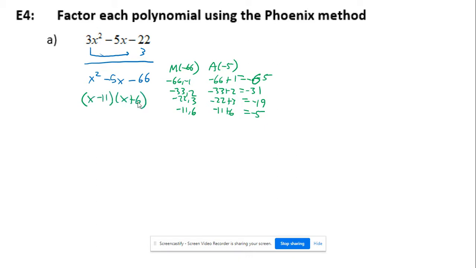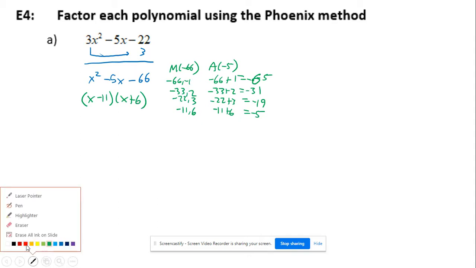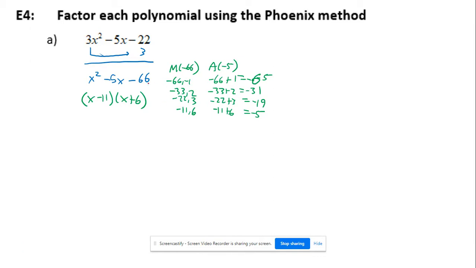But we are not done yet. And that's the tricky part: we can't be so excited like, oh, I did it. I factored it. Yes, we factored the blue, but not the original problem yet. Remember, it's called slide and divide. We slid the 3 over. Now I divide by the 3 and try to reduce whatever I can. So if you go to your calculator and you try to reduce 11 over 3, it doesn't reduce. So I just write it as x minus 11 thirds. 6 over 3 becomes 2, so that did reduce.